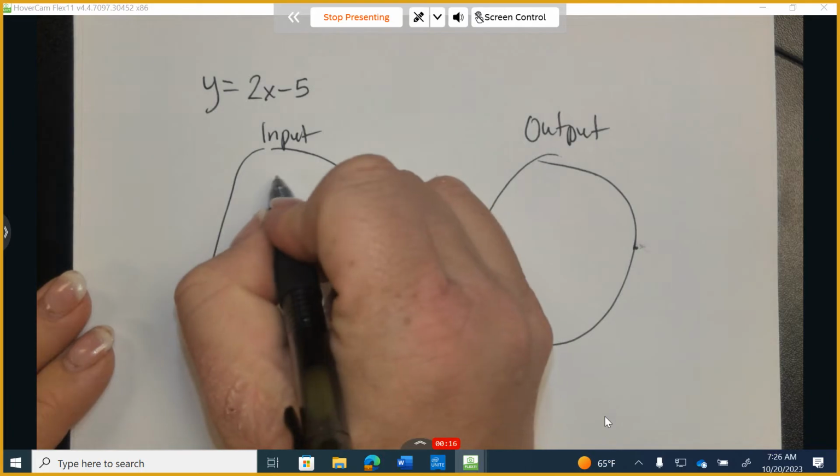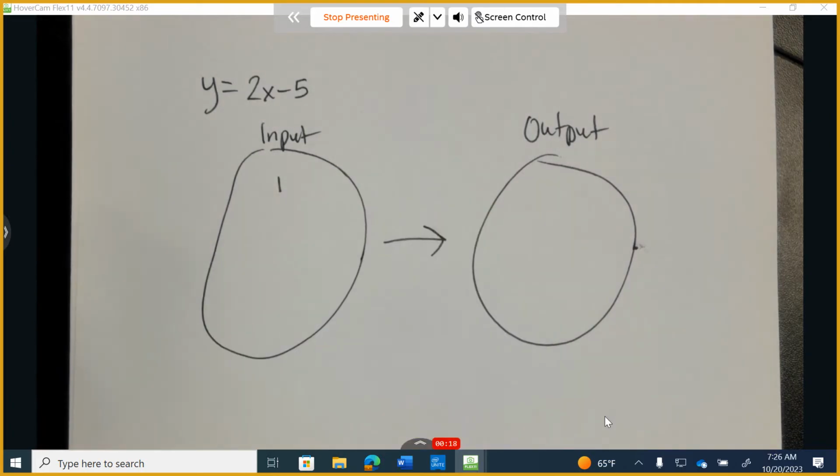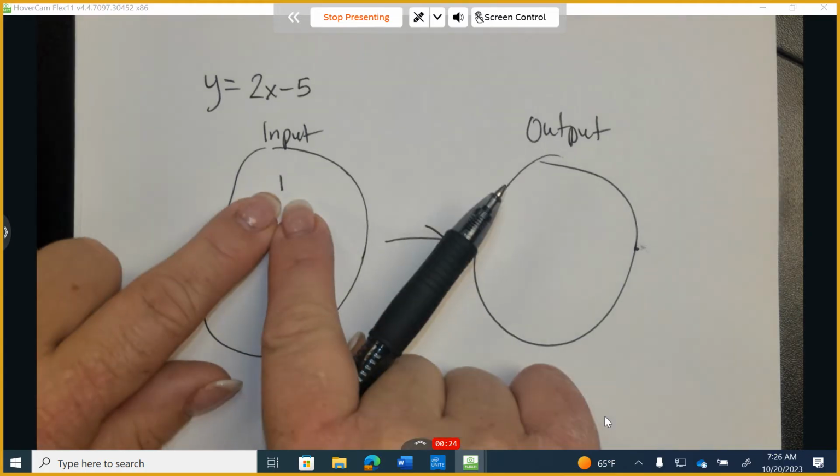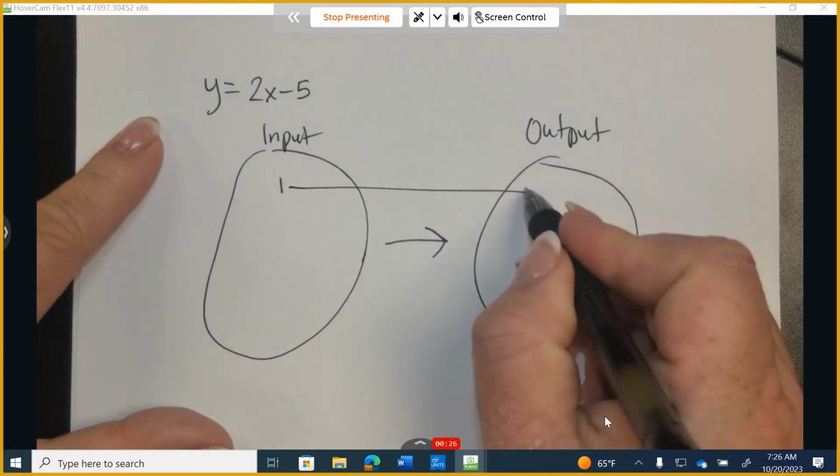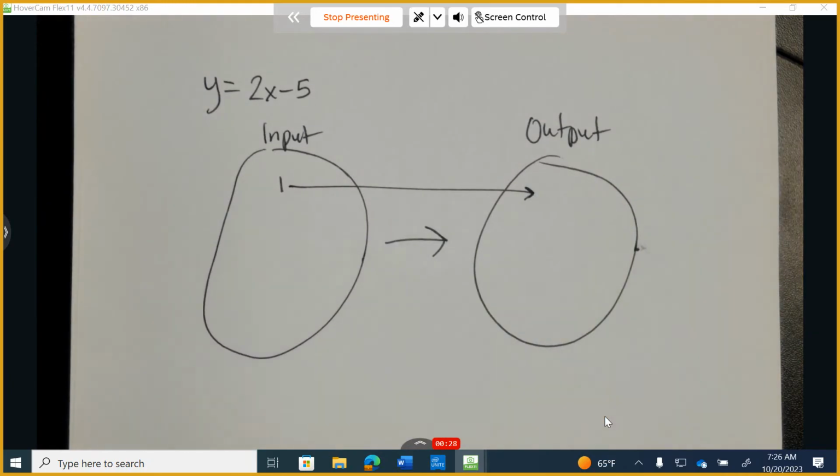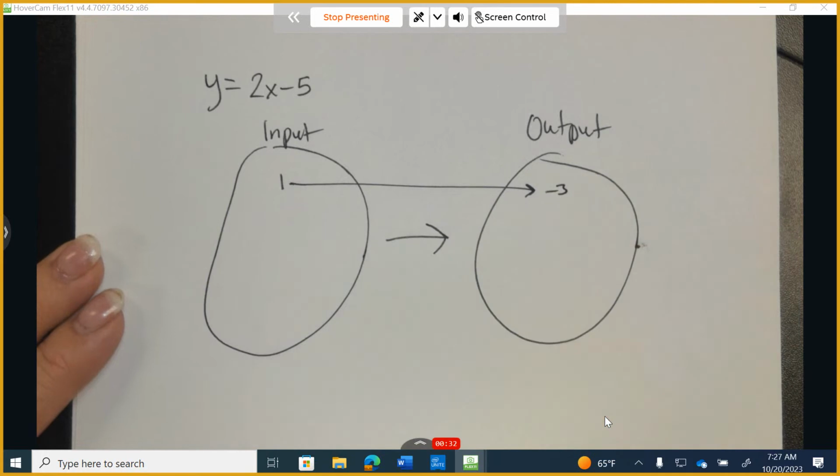So everybody, let's put down the number 1. And the correct term is maps to. When you use the word maps to or maps onto, it means when you plug in, what do I get? So can somebody tell me, what does 1 map onto? Anybody? 1 maps onto -3. Awesome. 1 maps onto -3.